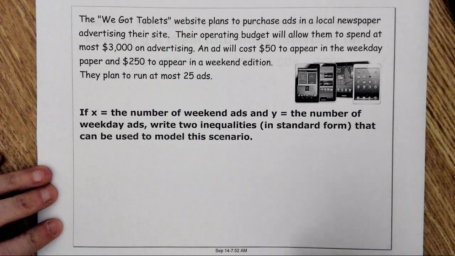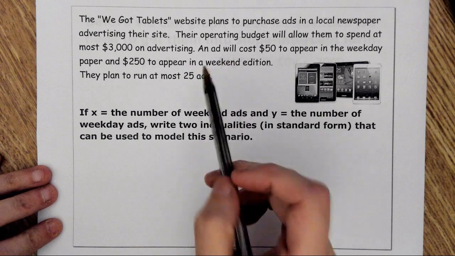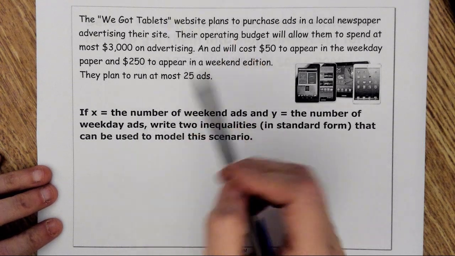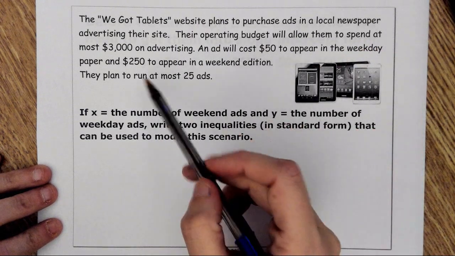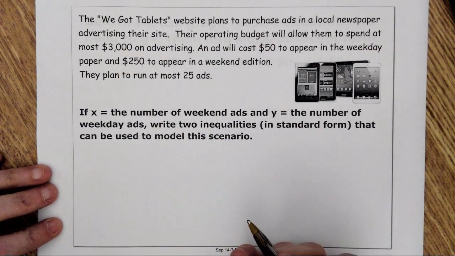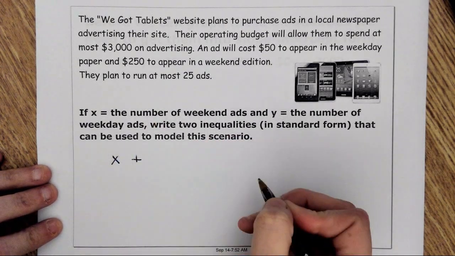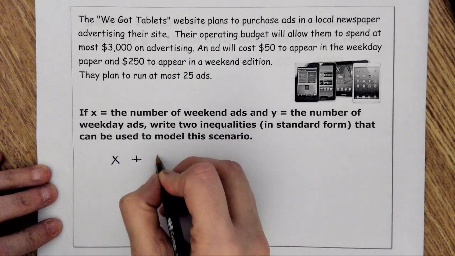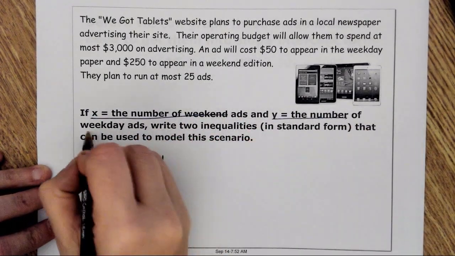Okay, so there's a lot of information here. There's more information than we need to write one equation. There's actually enough to write two. So if I look at this, I've got money, money, money. Okay, so let's say I have weekend ads and I have weekday ads. So x is weekend, y is weekday.